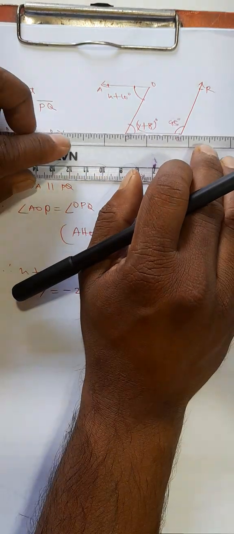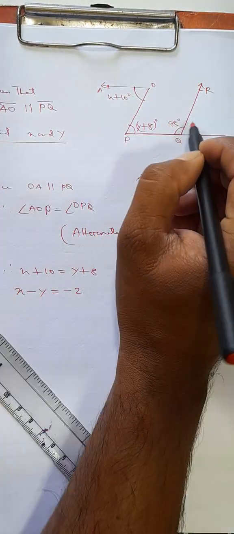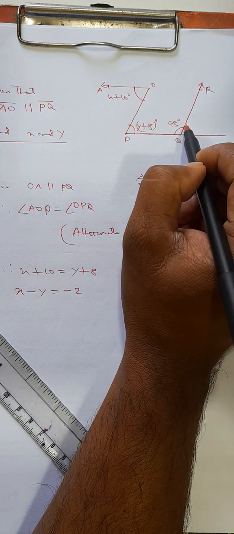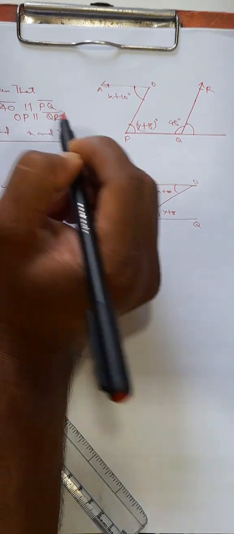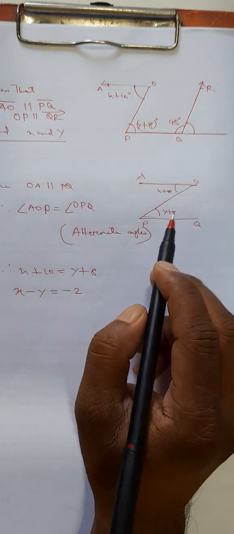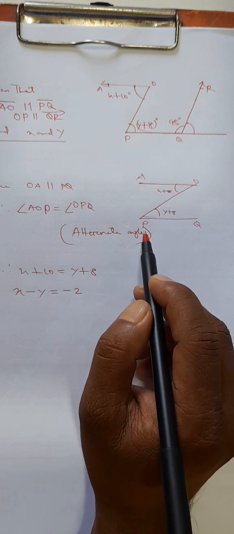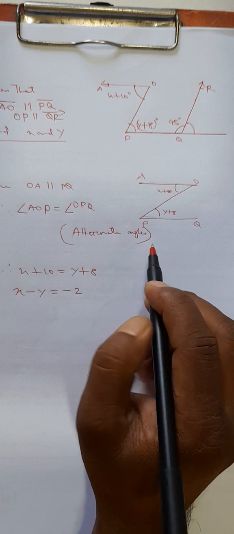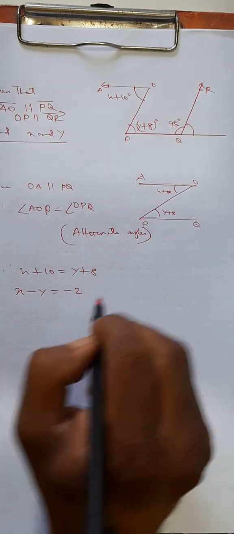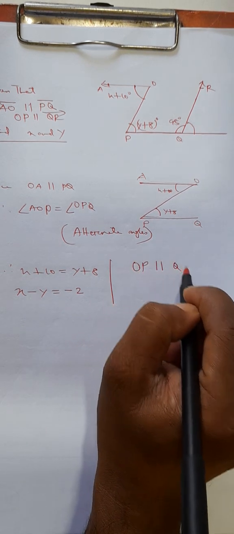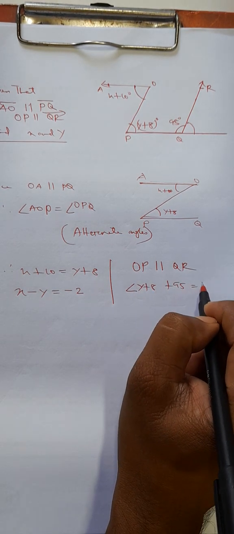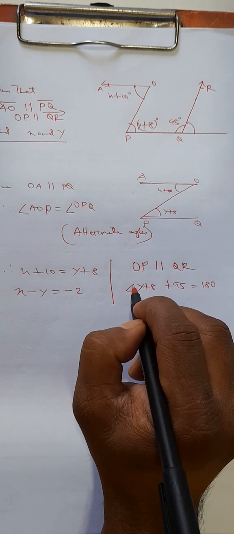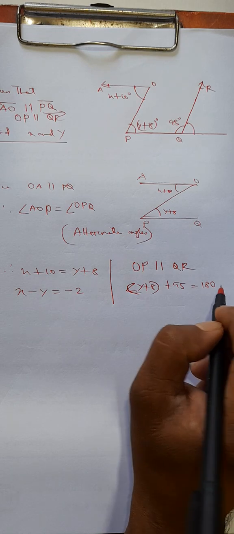Now, let us extend this line. Again you got alternate angle here, corresponding angle here. These two lines are also parallel. It is given that OP is also parallel to ray QR, right? Now when two lines are parallel, the sum of the interior angles on the same side of the transversal are supplementary, right? OP is parallel to QR, therefore y plus 8 plus 95 equal to 180.